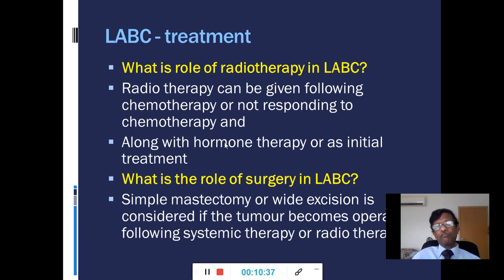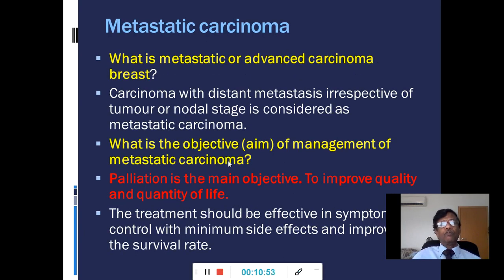What is the role of surgery in locally advanced breast carcinoma? Simple mastectomy or wide excision is considered if the tumor becomes operable following systemic therapy or radiotherapy. What is metastatic or advanced carcinoma of breast? Carcinoma with distant metastasis, irrespective of the tumor or nodal stage, is considered as metastatic carcinoma.